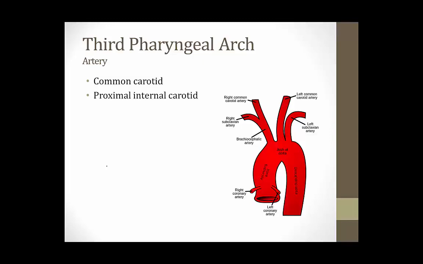The first and second pharyngeal arches don't really develop into very important vascular structures in the adult, but the third, fourth, and sixth arches develop into major blood vessels in the adult. The third arch develops into the common carotid arteries, shown here on this drawing. In addition, this arch forms the proximal portion of the internal carotid arteries on both sides of the body.